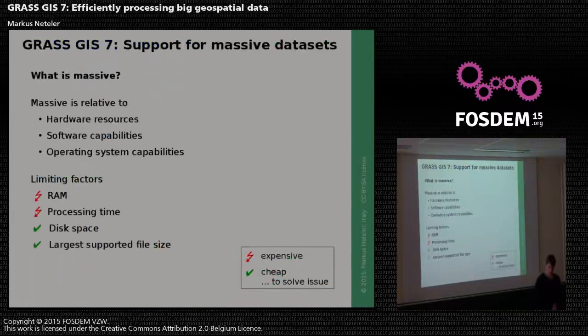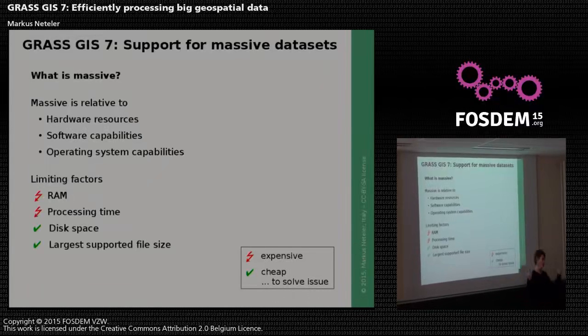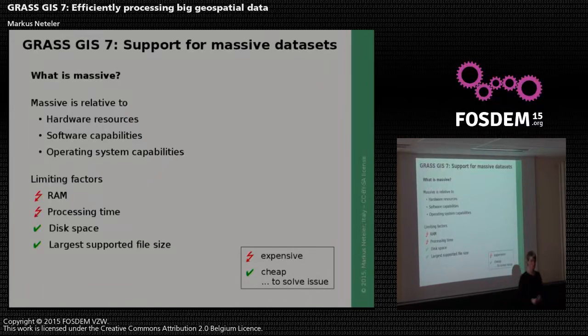And now some words about the massive data support. What's massive? Just quickly, you know this probably, limiting factors are memory, and limiting factors can be processing time if you have lots of data. Disk space is something which nowadays I would consider more or less solved in the range of terabytes and going towards petabyte maybe. And largest supported file size is also no longer an issue.